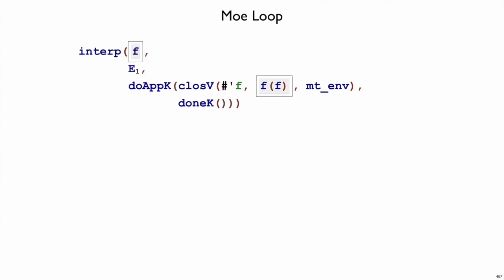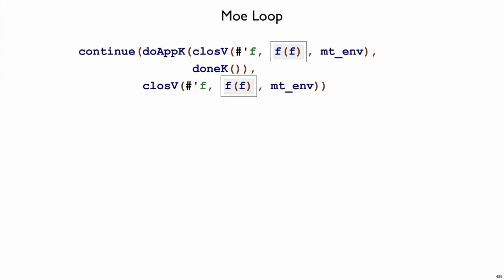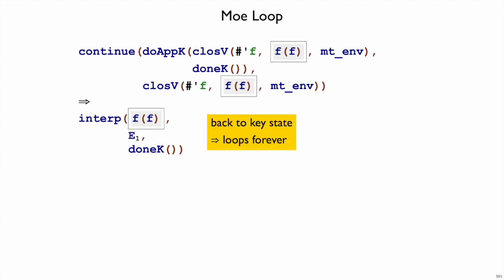Now we are once again in the position of interpreting an identifier in an environment. So we just look up f in E1, it's still that same closure. And we continue with the doapp_k. Doapp_k means we now have the actual function we want to call and the argument to that function. Start evaluating the function body, extending the environment, and so on. And it turns out we end up with that same extended environment that we had before, with the same expression to interpret that we had before, and the same done continuation.